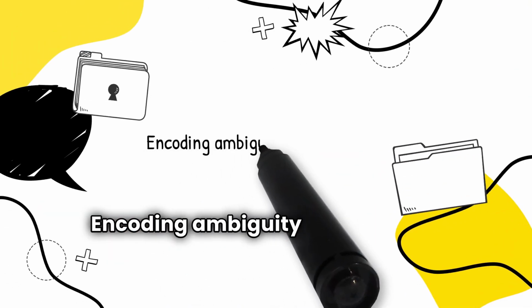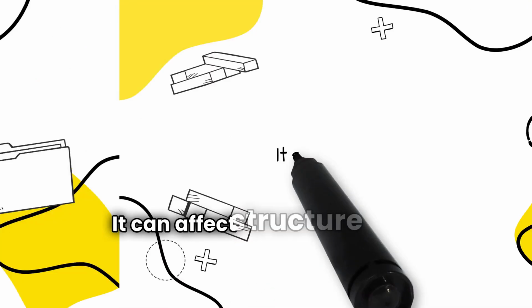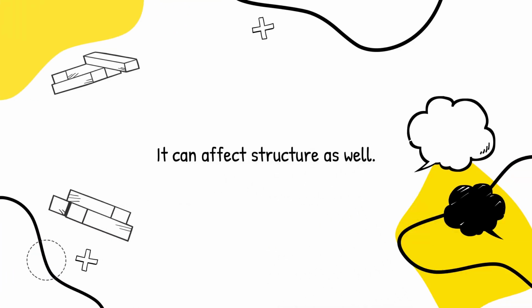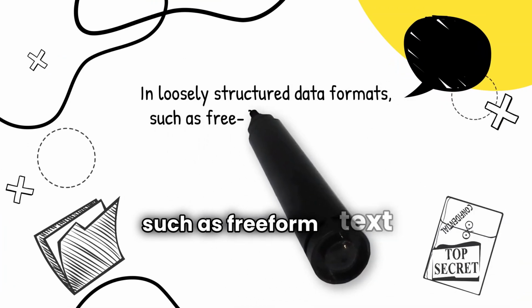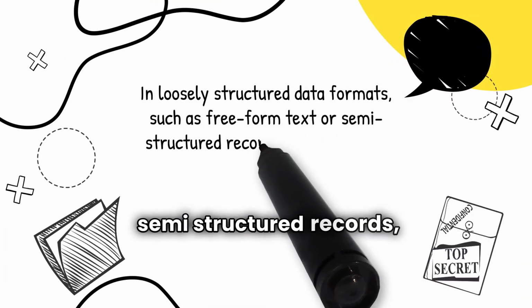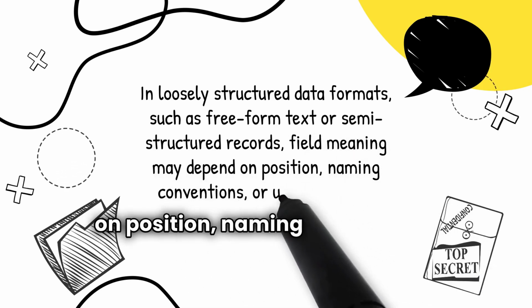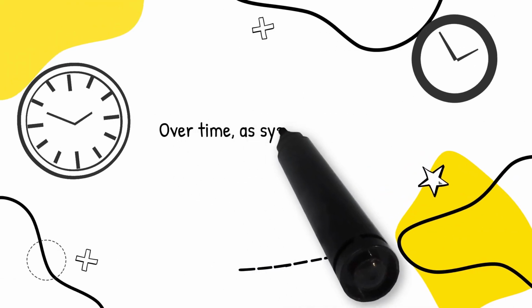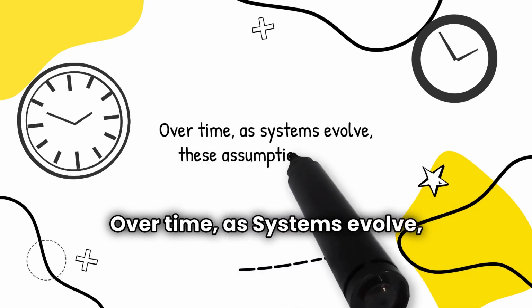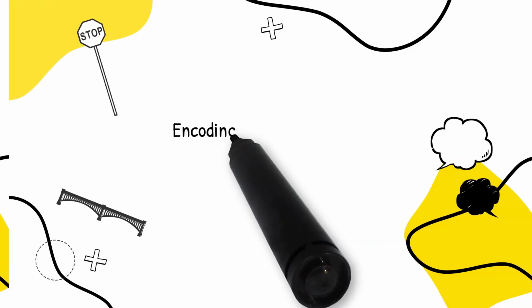Encoding ambiguity is not limited to individual values. It can affect structure as well. In loosely structured data formats, such as free-form text or semi-structured records, field meaning may depend on position, naming conventions, or undocumented assumptions. Over time, as systems evolve, these assumptions drift, increasing ambiguity.